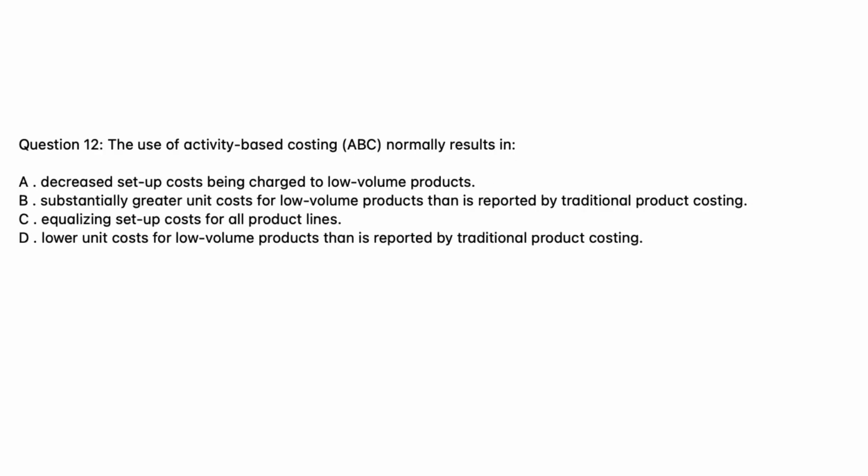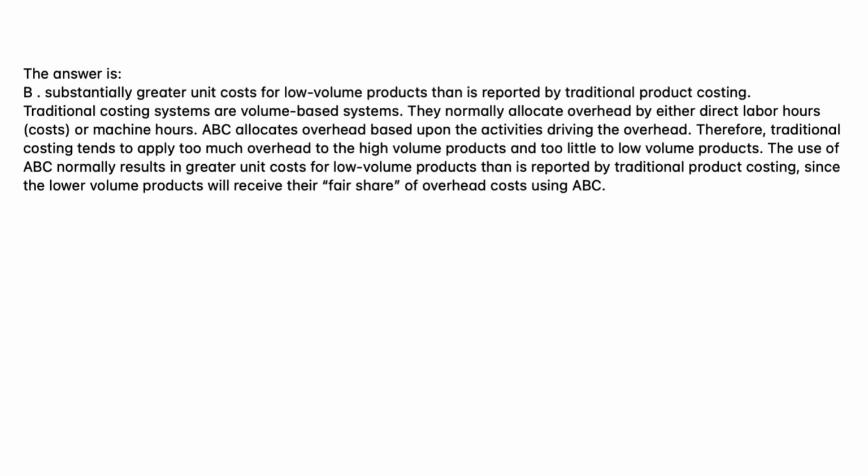Question 12. The use of activity-based costing, ABC, normally results in A. Decreased setup costs being charged to low-volume products. B. Substantially greater unit costs for low-volume products than is reported by traditional product costing. C. Equalizing setup costs for all product lines. D. Lower unit costs for low-volume products than is reported by traditional product costing. The answer is B. Substantially greater unit costs for low-volume products than is reported by traditional product costing.